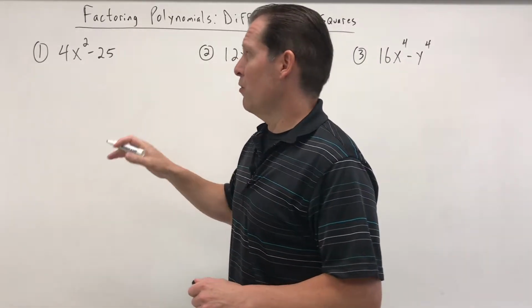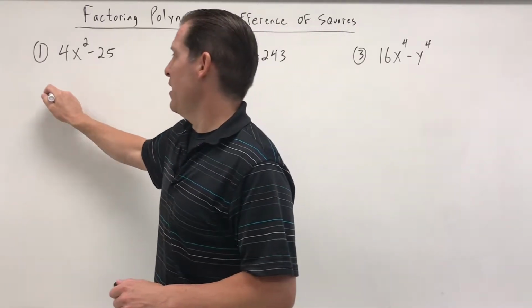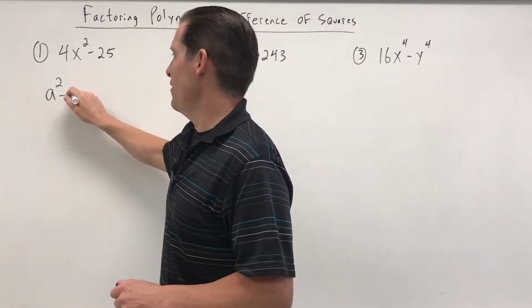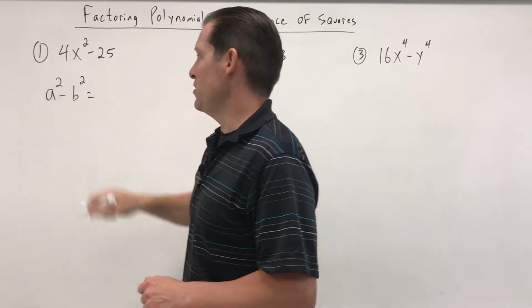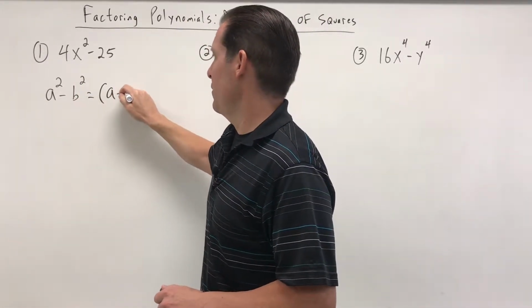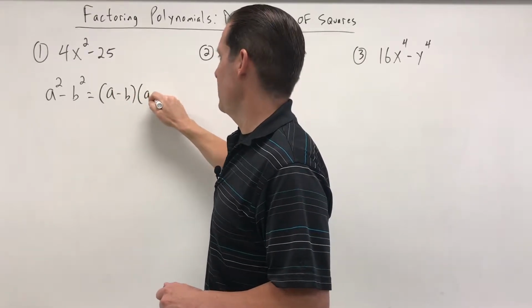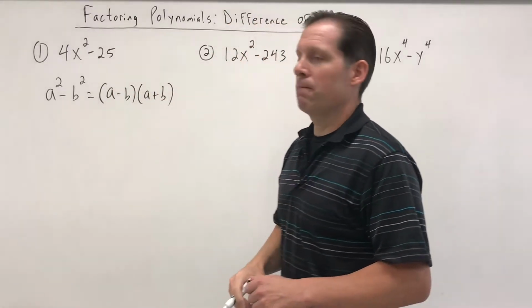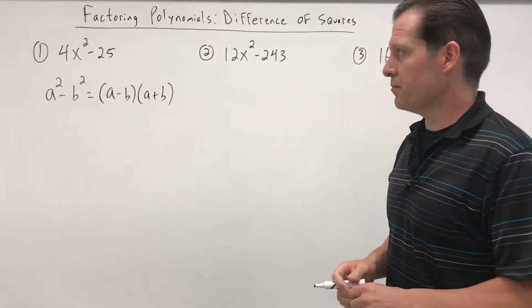So going over the pattern, if you have the difference of squares, let's say a squared minus b squared, that's going to factor to a minus b times a plus b every time with a difference of squares.